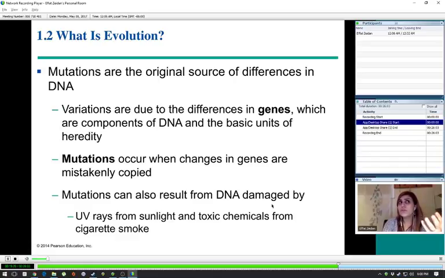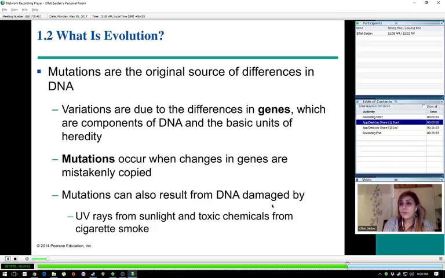So the variations are due to genes. The genes are the different sections in the DNA that carry certain genetic information, and they are components of DNA, and they are the basic units of heredity. So they carry or describe specific properties that we have. For example, there is a specific gene that codes for the color of my eyes. Again, there is a certain gene that codes for the color of my hair. So genes carry that genetic information that is unique to me.